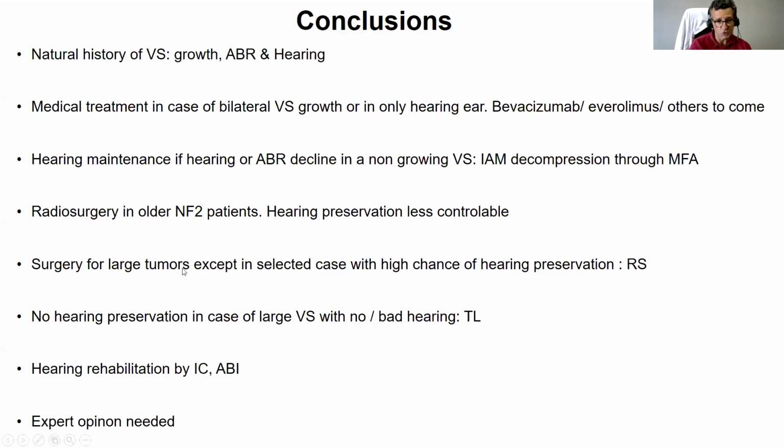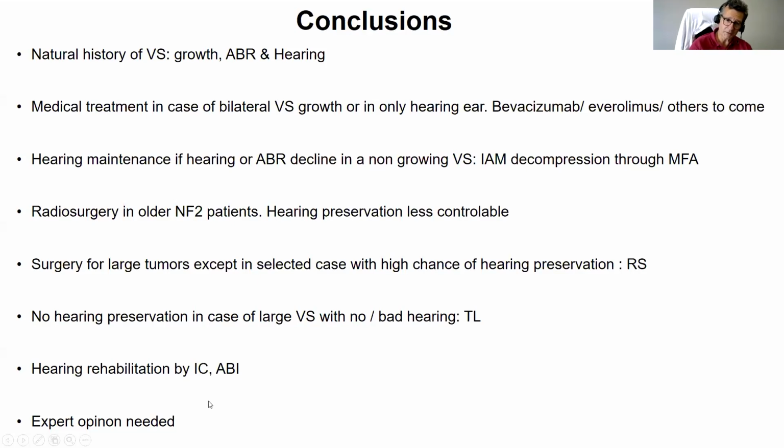Surgery is indicated for the large growing tumors, except in some very selected cases with a chance of hearing preservation through a retrosigmoid approach. In case of no hearing preservation with a large vestibular schwannoma and bad hearing, it's still a translab approach that is used. So you have to have a surgeon removing tumors through retrosigmoid approach, translab, in a team with ENT. There is a place for hearing rehabilitation by cochlear implant, ABI.